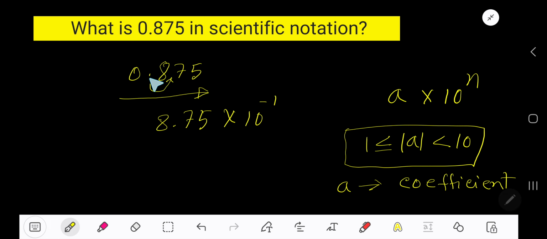This number is less than 1, that is why the power will always be negative. That is, if you move the decimal from left to right, the power will be negative. So this is the scientific notation. This is the coefficient, and look, a here is less than 10 but greater than or equal to 1.